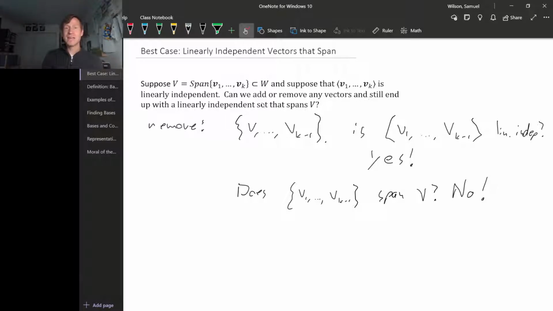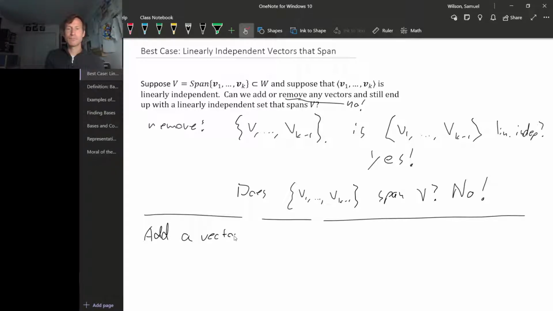Okay, so can we remove any vectors and still end up with a linearly independent set that spans V? The answer is no. So for removing, no. So we can't remove any vectors. Okay, well how about if we add a vector? Can we add a vector to this collection v1 through vk and still end up with a linearly independent set that spans V?